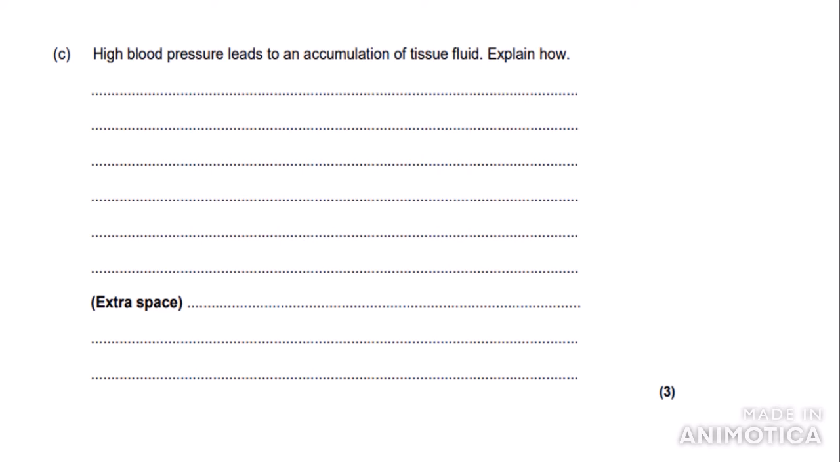So let's look at this question. High blood pressure leads to an accumulation of tissue fluid. Explain how. Now, as this is an explain question, you don't just need to write what is happening, you need to write why it is happening. This is quite a nice question. It basically just wants you to write how tissue fluid is formed.